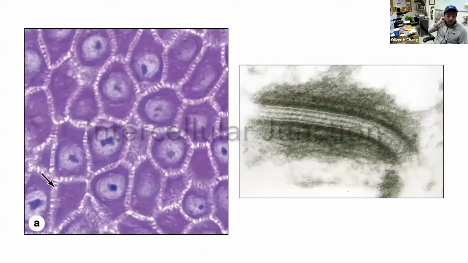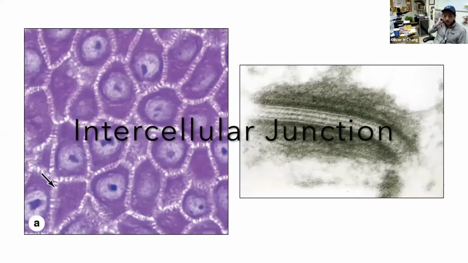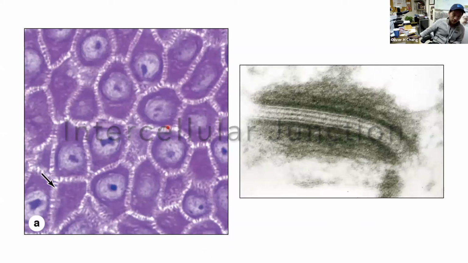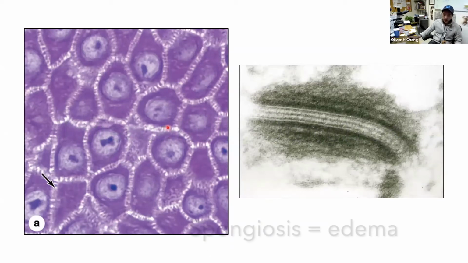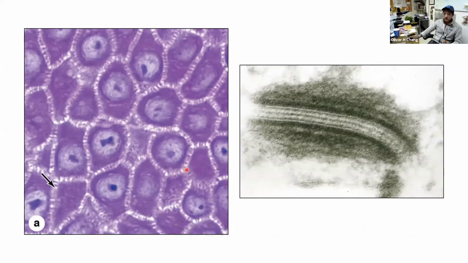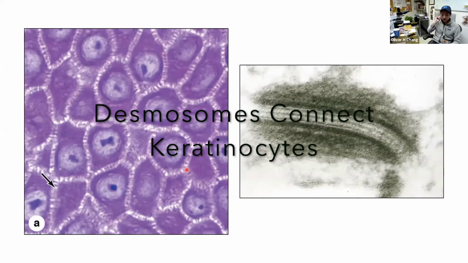This is illustrating the intercellular junctions, which you normally don't really see. They're not conspicuous unless there's spongiosis or edema in the epidermis. And you see all these little train tracks in between keratinocytes. And the main component of these is desmosomes. They're the major intercellular adhesion complex in the epidermis.